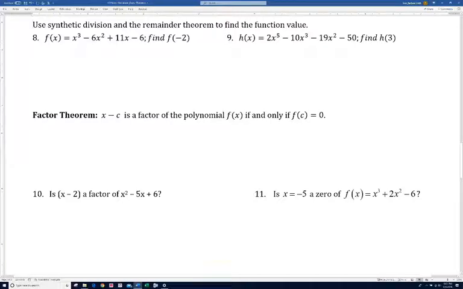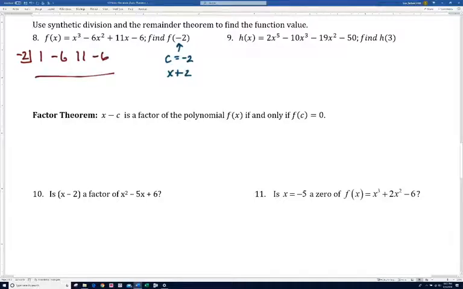Let's go ahead and use the theorem on number 8. It says, use synthetic division and the remainder theorem to find the function value. So we're basically using the theorem we just learned. In this case, notice your c is negative 2. What the remainder theorem is saying is if we divide this polynomial by x minus c, or in this case x plus 2, you could think of it as x minus negative 2, whatever we get for a remainder is going to equal f of negative 2. So we're going to do synthetic division with negative 2.